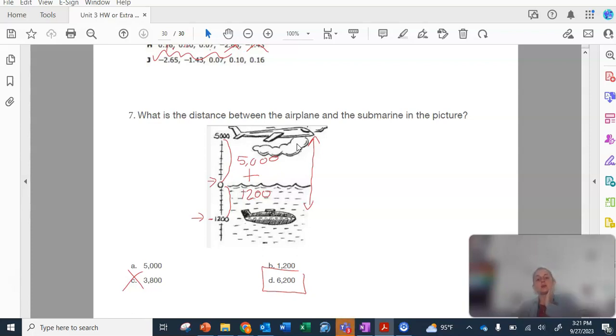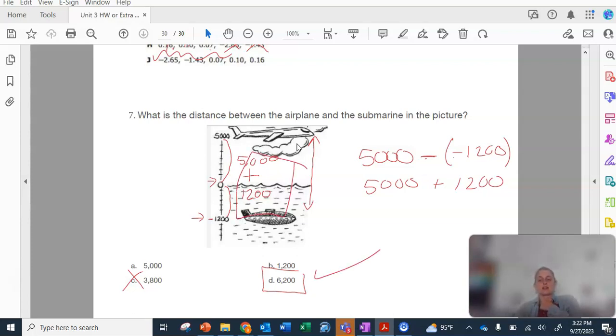If you don't like the picture, or if this asked you and there was no picture to look at, then you would say, okay, I have an airplane at 5,000 feet. I'm trying to figure out the difference, the subtraction between 5,000 and 1,200 below sea level. You already know that these two negatives change this problem into 5,000 plus 1,200, which is what we just did right here. That's our answer.